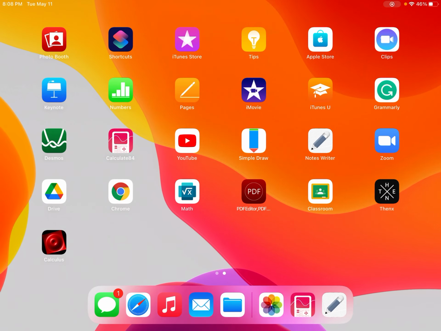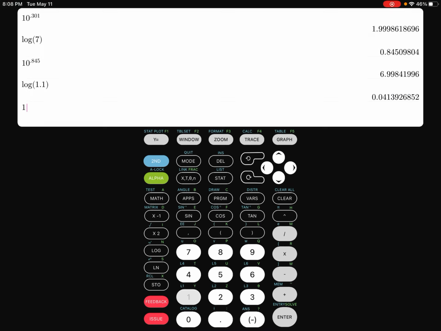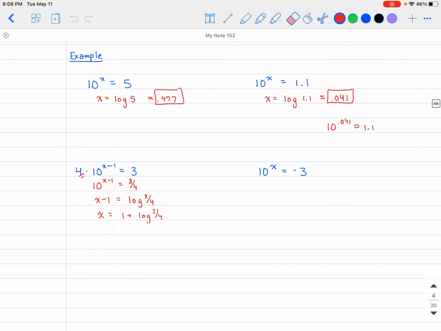So take that and put it into the calculator. We have 1 plus the log of 0.75. So the answer is 0.875. Okay, so this is approximately equal to 0.875.